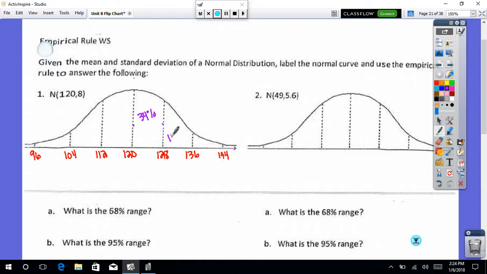And they are exactly the same on both sides. And then this tiny little tail right here is 0.15% of our data. And then it repeats on this side. So this chunk of data right here between 120 and 128 is 34% of our people. 34% of our bowlers scored between a 120 and a 128. Then 2.35, and then again 0.15.